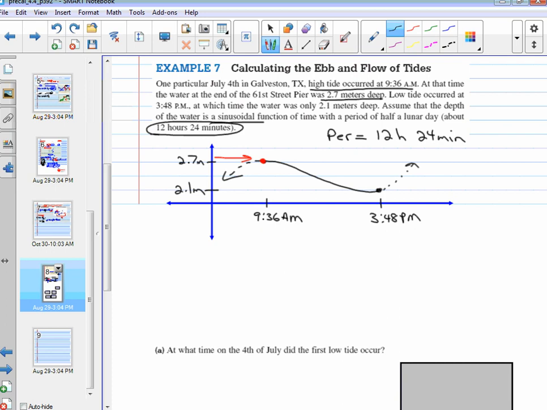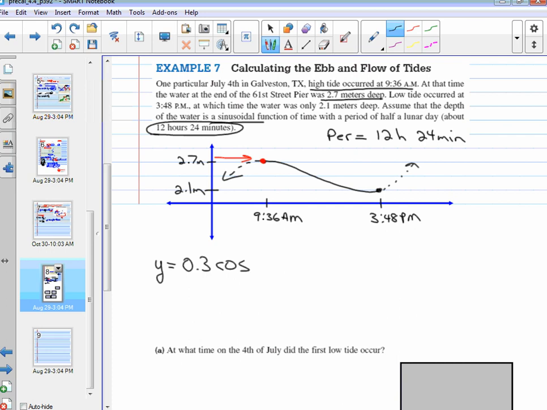So let's see if we can begin to fill this thing in. Y equals, I need some amplitude, cosine. Let's start with the amplitude. Well, my amplitude is going to be if I take the difference and divide it by 2. What's the difference between 2.7 and 2.1? 0.6, and then take half of that is 0.3. There's my amplitude, 0.3 meters.